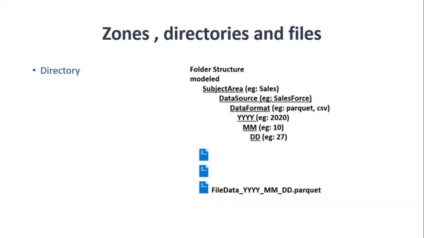So for folders or directories, there are a few things which we need to keep in mind. First, they need to be human readable, understandable, with consistent naming conventions. And each folder should have files of the same schema and format. For example, in this day folder, we should not have different types of files. We should have files of the same schema and type or format.